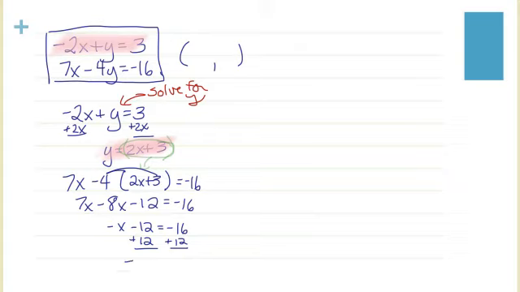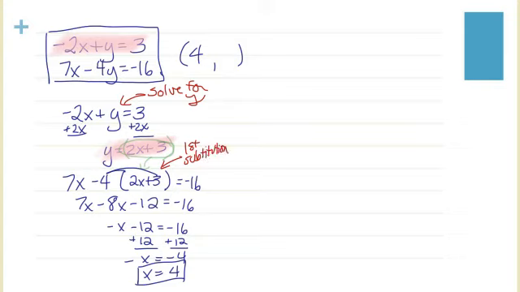We've got -x equals -4, which means I divide both sides by -1 or multiply both sides by -1, whichever way you prefer to think about it. And that means we've got our value for x. Looks like x is 4. So we did our first substitution, right? So this time we had to do that one bit of work to solve for the variable first. But that's our first substitution.